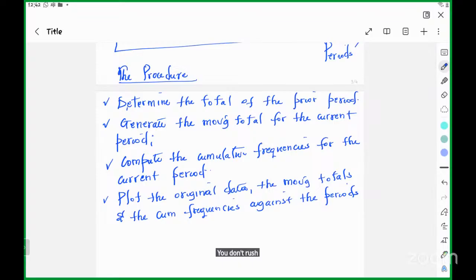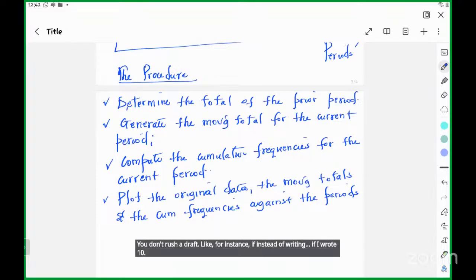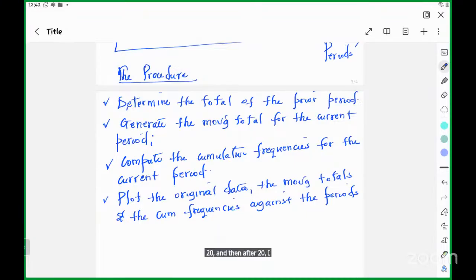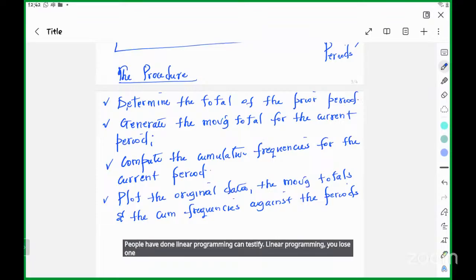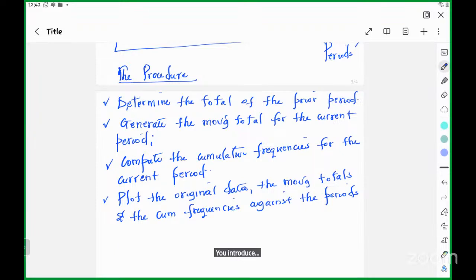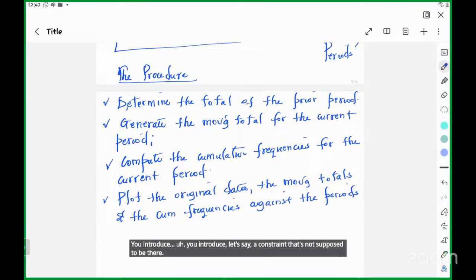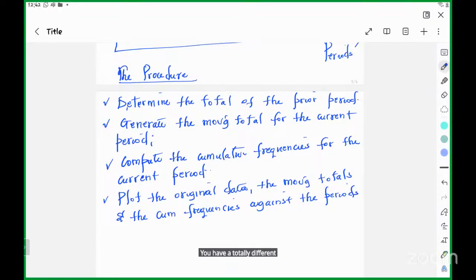For instance, if instead of writing 10, 20, and then after 20, I say 40, my entire graph is distorted. People who have done linear programming can testify. In linear programming, you lose one unit, and the entire graph is different. You introduce, let's say, a constraint that's not supposed to be there, and you have a totally different graph. So you have to be keen when you're doing graphs.